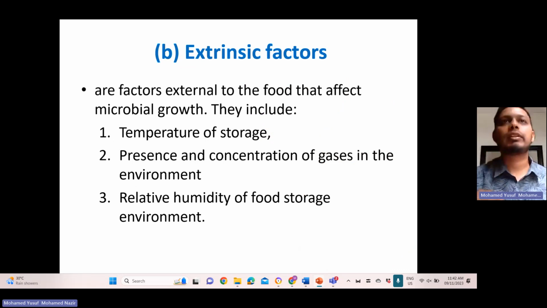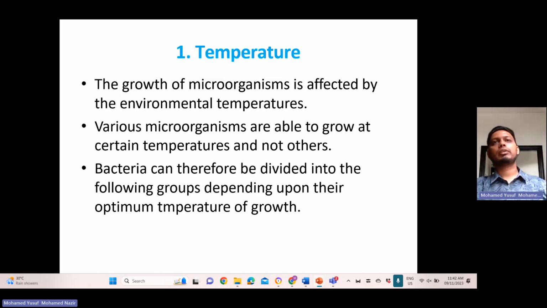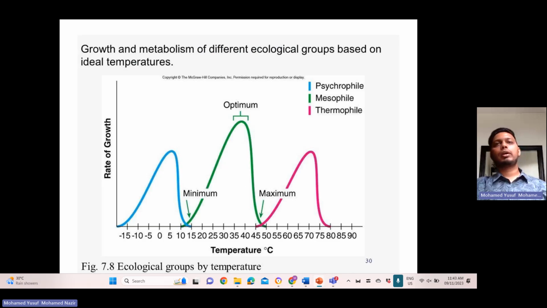Next are the extrinsic factors. These are the external factors that affect microbial growth, for example temperature, the presence and concentration of gases in the environment, and also the relative humidity of the food storage environment. We go to the first factor, which is temperature. The growth of microorganisms is affected by the environmental temperature, and obviously most microbes can normally grow at the ambient temperature, or room temperature. But some microbes, which we term extremophiles, can also grow at quite extreme temperatures.